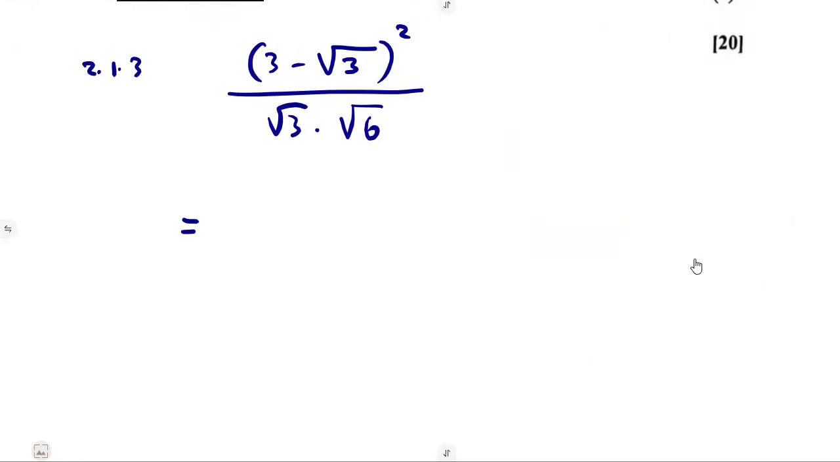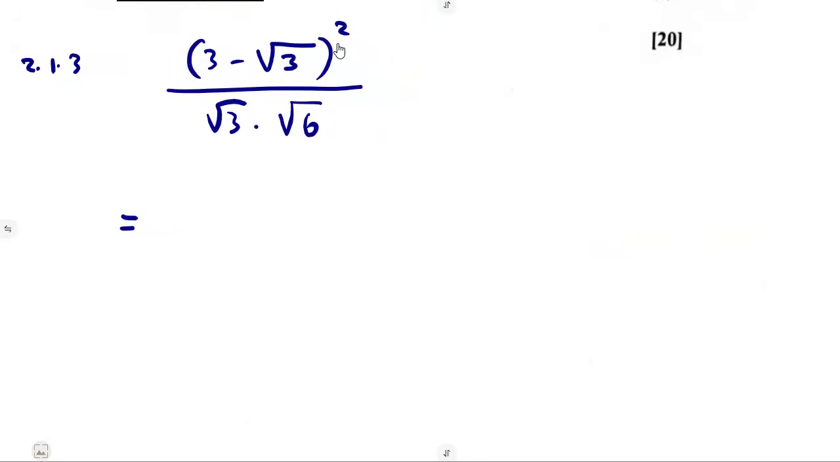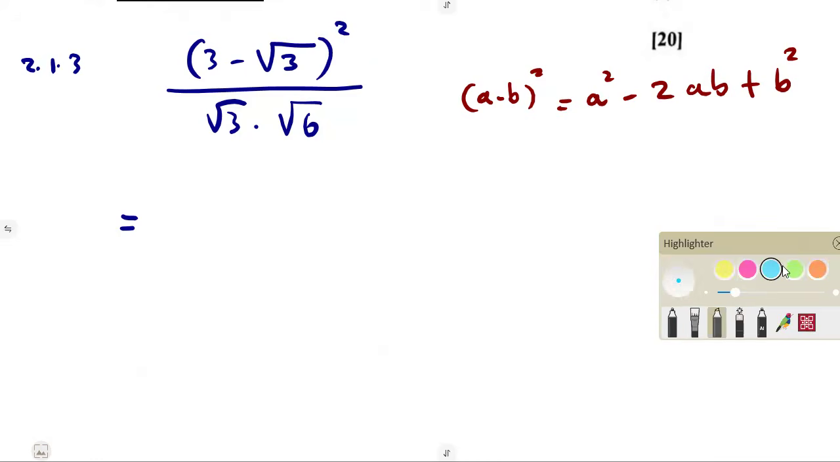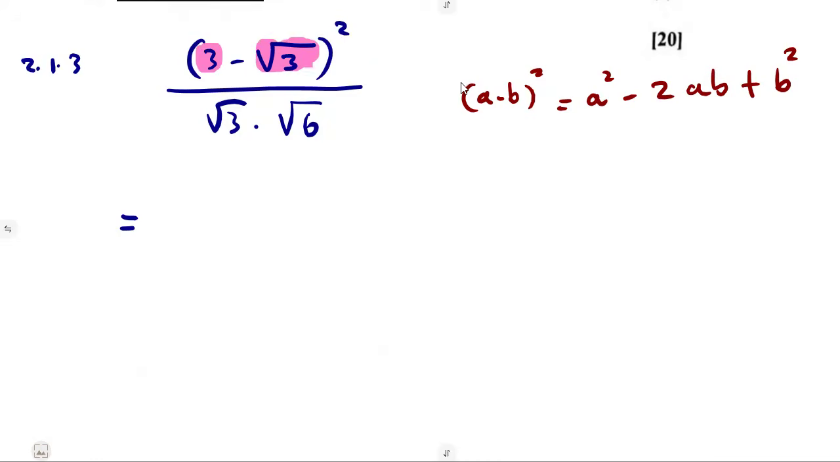Remember, I talked about this earlier, when you're given a square like this from your grade 10 algebra, (a - b) squared is a squared minus 2ab plus b squared. Yes, you can have your two brackets and expand them, that's fine. This is your a, which is 3, and this is your b.